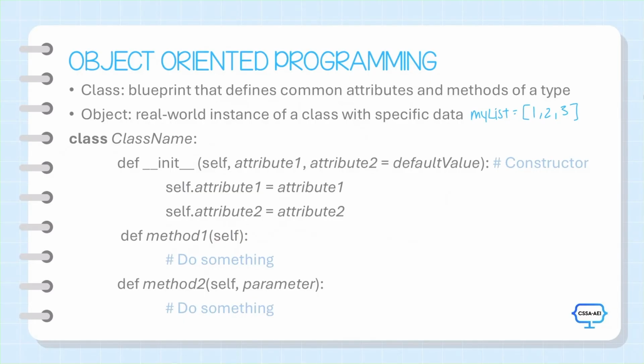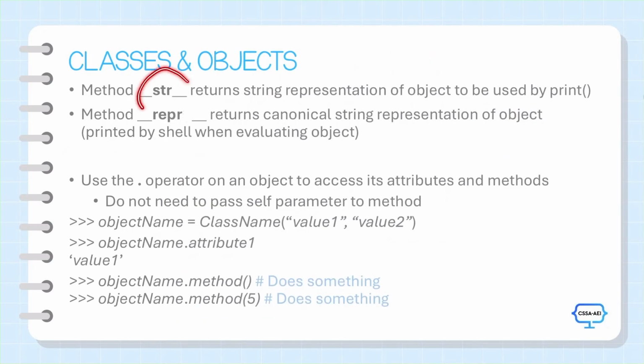Aside from init, which is our constructor, it tells you all the attributes of the class. We also have methods string and representation, which return different string representations of our object. So the string method will return the quote-unquote pretty representation of it, so whatever we want it to display when we use it in print. And then the representation function is just going to return whatever we want it to print in shell when we evaluate it.